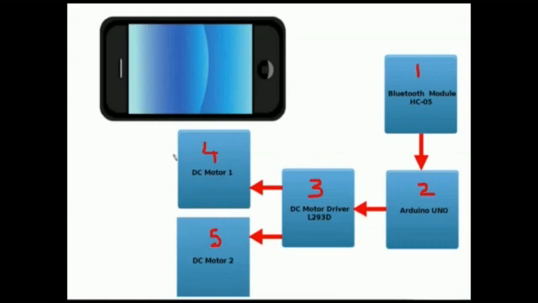DC motor 1 and DC motor 2. These two motors will decide the direction of the car. This car can move in the following directions: forward direction, reverse direction, forward right, forward left, reverse right, reverse left.